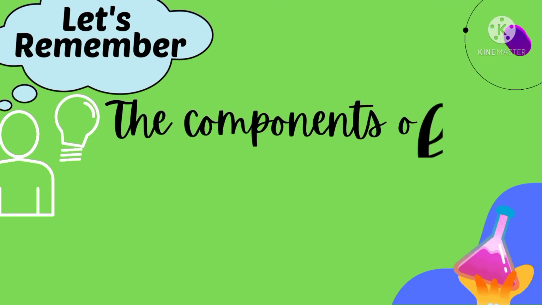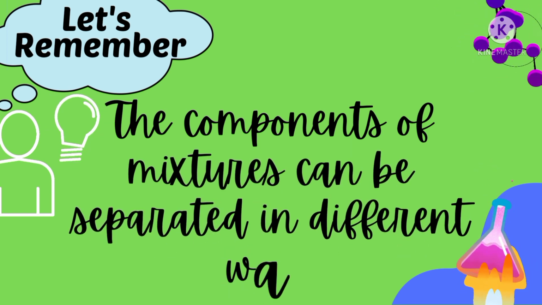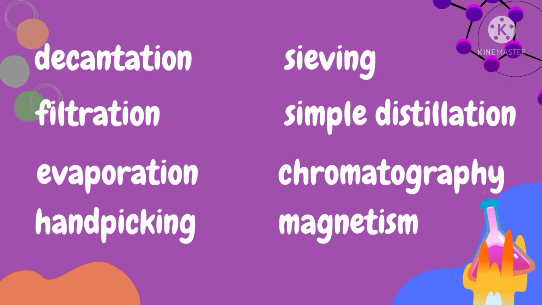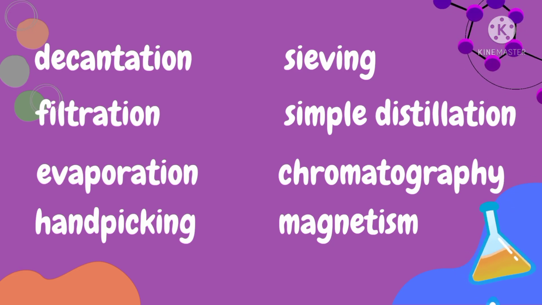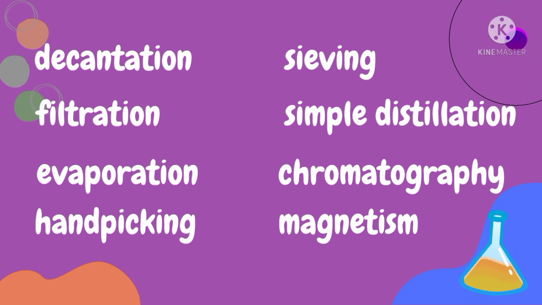Always remember, components of mixtures can be separated in different ways. It could be through decantation, filtration, evaporation, handpicking, sieving, simple distillation, magnetism, and chromatography.